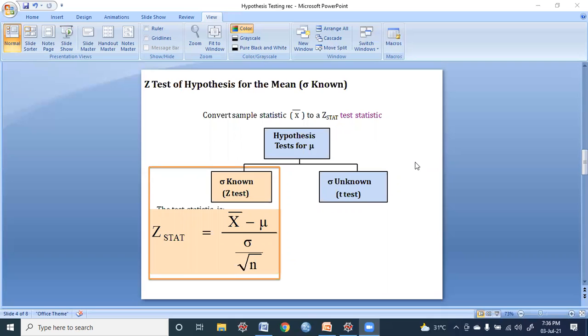Next, whenever we know sigma, the standard deviation, then we go for the z-test. Otherwise, if the standard deviation is unknown, then we need to choose the t-test. When the standard deviation is known, the formula for the z-test is x bar, the sample mean, minus mu, the population mean, divided by sigma, that is the standard deviation, divided by the square root of the sample size, small n. So this is how you have the formula for the z statistic.